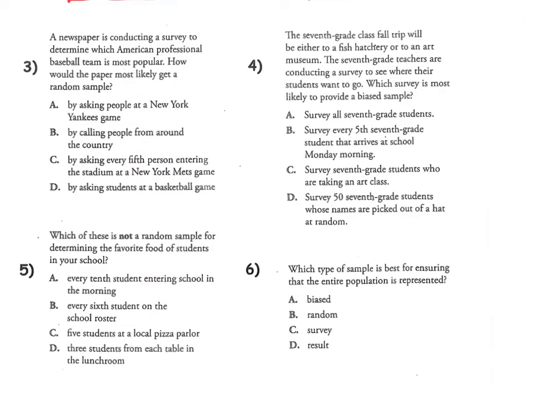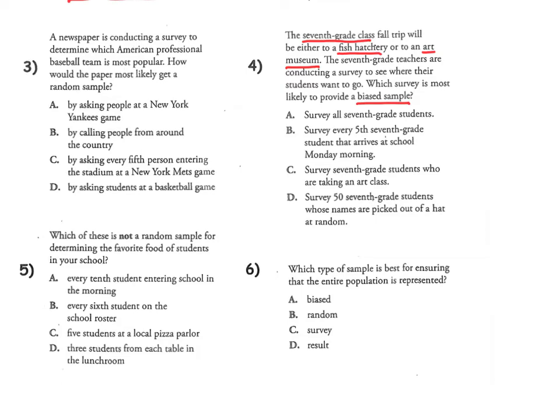Let's take a look at question number 4. The 7th grade class fall trip will be either to a fish hatchery or to an art museum. The 7th grade teachers are conducting a survey to see where their students want to go. Which survey is most likely to provide a biased sample?